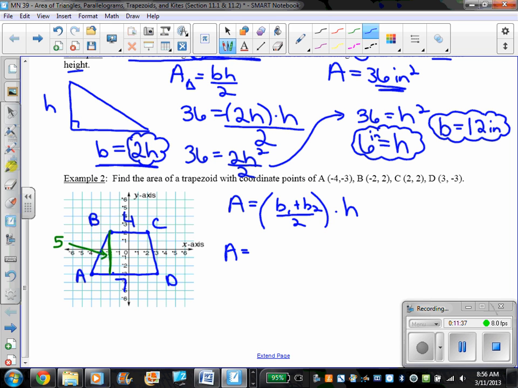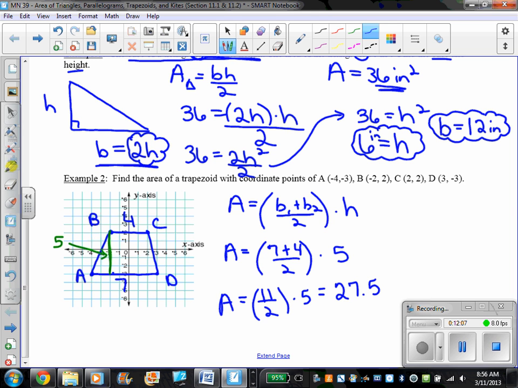So now we just plug and chug. But you notice you can't get away with it without graphing it, and I know some of you would love to not graph it. So 7 plus 4 divided by 2. The bases are 7 and 4, so we have to average those, and then multiply that by the height of 5. So 11 divided by 2 times 5 gives me an area of 27.5. And since we don't have units, I'm just going to say U for units squared.